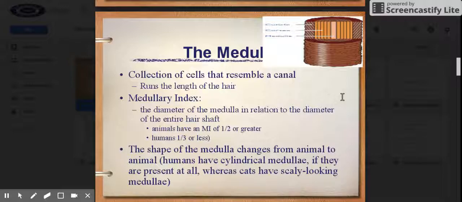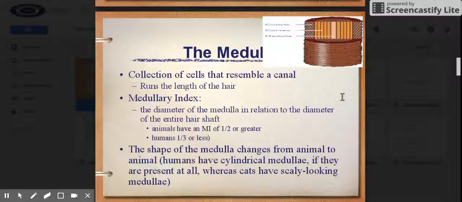I would love to do a lab activity where you could measure the medullary index, but unfortunately, I don't have the type of measuring tools that we would need to make that successful. But in general, that is something that you will need to know for your test, so please make note of that.